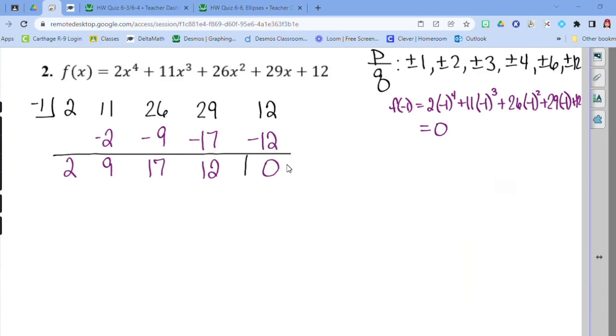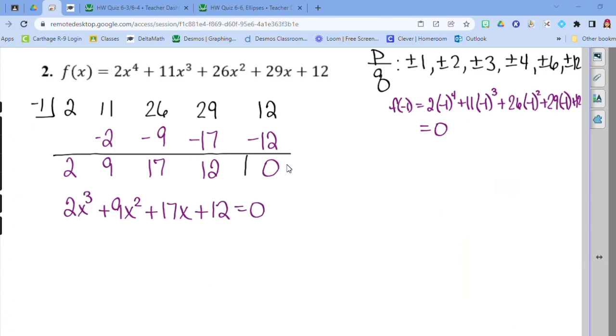So now I'm sitting with the problem 2x cubed plus 9x squared plus 17x plus 12. I have 4 terms, but that's not factorable by grouping. So then I need to go back to my list of P over Q and see if I can break this new one down further.